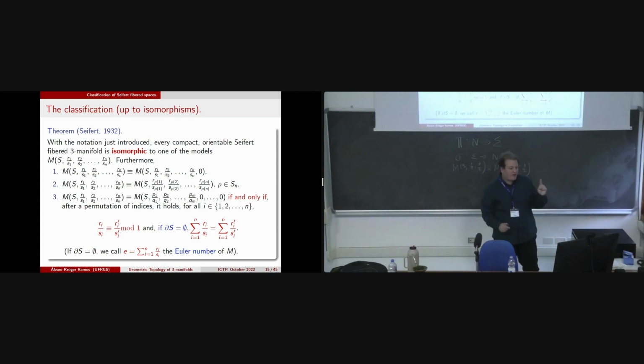This number actually measures something. It measures when, in your Seifert fiber space, you have a horizontal surface, a surface that intersects every fiber. You can have them if and only if the Euler number is 0, if all these rational numbers even out. If you don't have boundary. If you have boundary, you always have a horizontal surface.